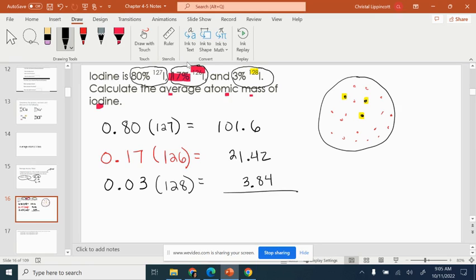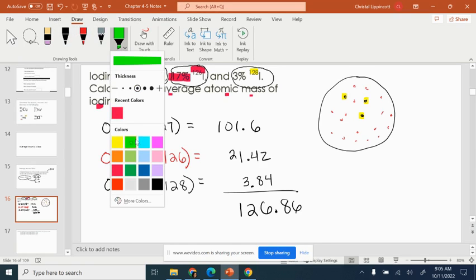Once I have the 3 parts from this sample, I'm going to add them together. I end up with 126.86. That makes sense? Now, how do you double check your work?